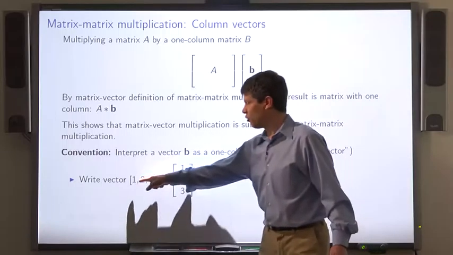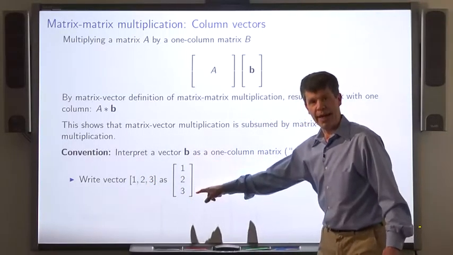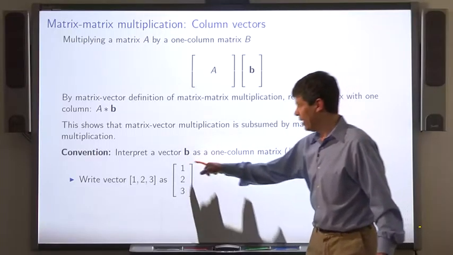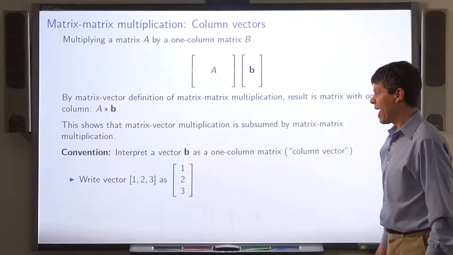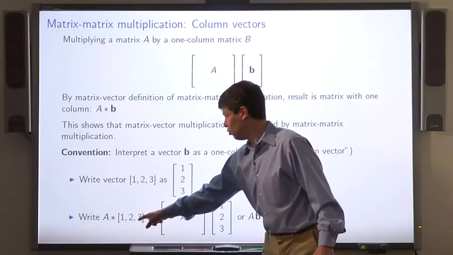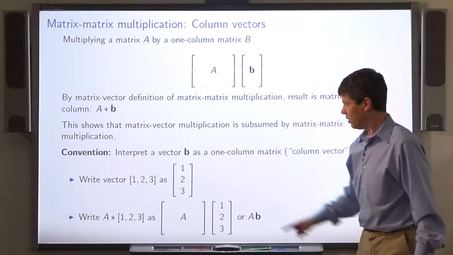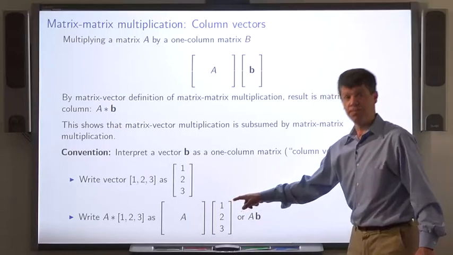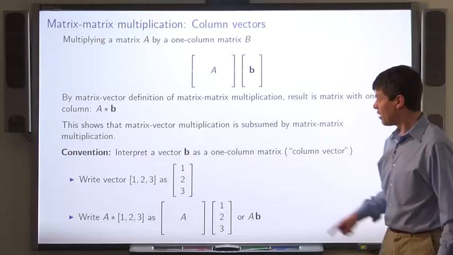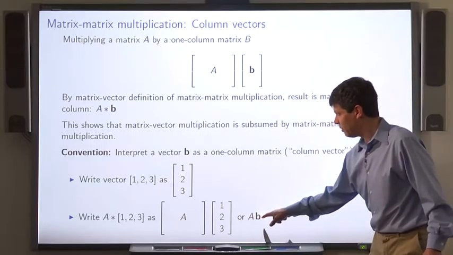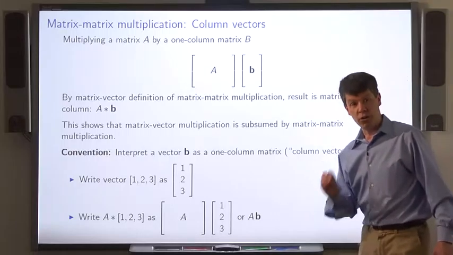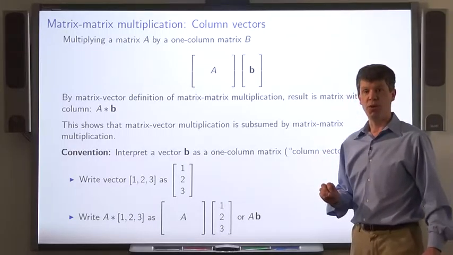So we would write the vector 1, 2, 3 in this way, as a matrix with one column, namely 1, 2, 3. And then we'd write the matrix vector product A times the vector 1, 2, 3 as A times the column vector, that is the one column matrix with 1, 2, 3. And generally we would write that as AB without the star in the middle to be consistent with our notation for matrix-matrix product.